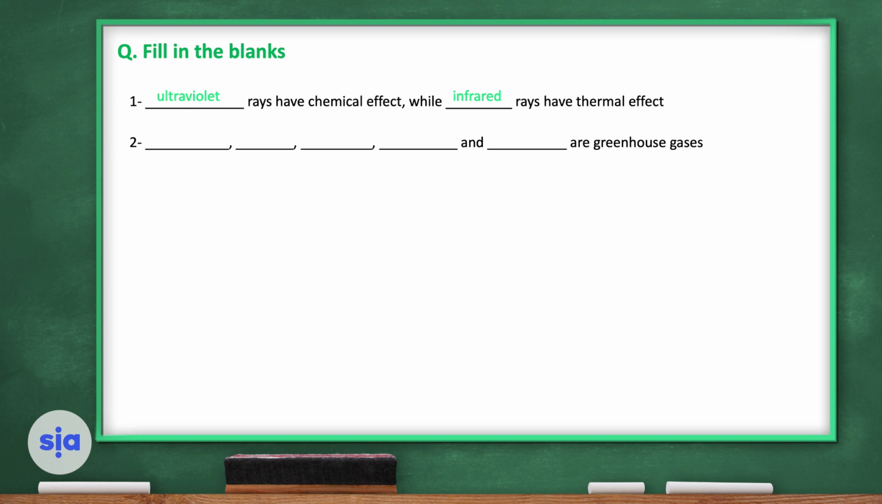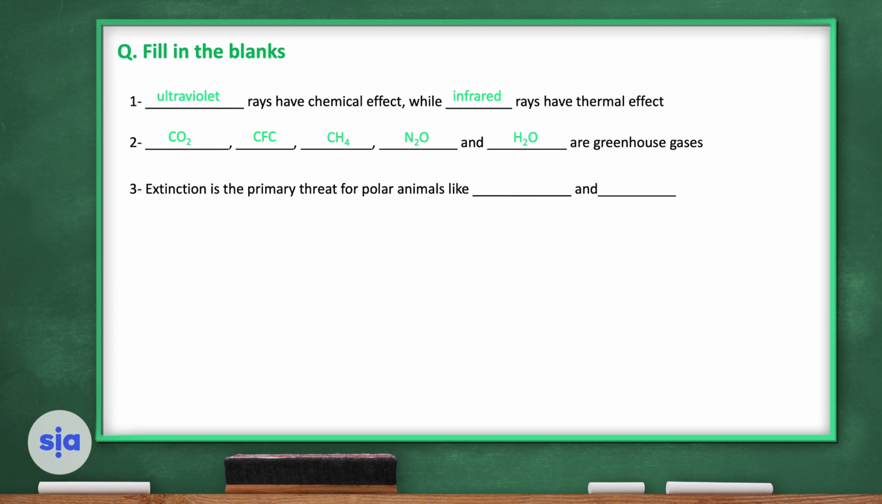Here are examples. I want you to try to remember examples for greenhouse gases. We stated carbon dioxide, chlorofluorocarbons, methane gas, nitrous oxide, and water vapor or H2O. Extinction is the primary threat for polar animals like polar bears and seals, maybe penguins as well.